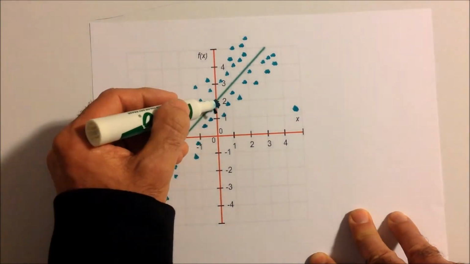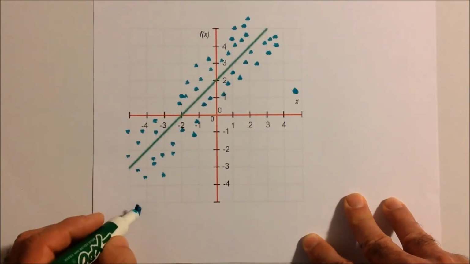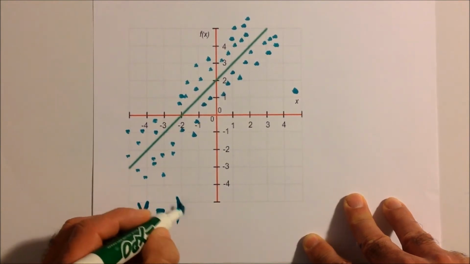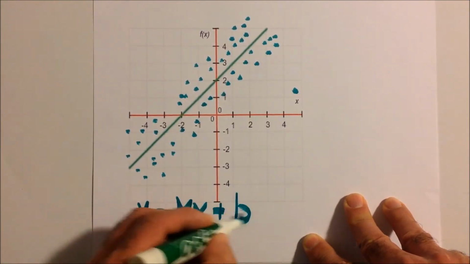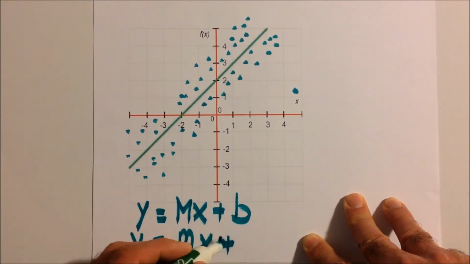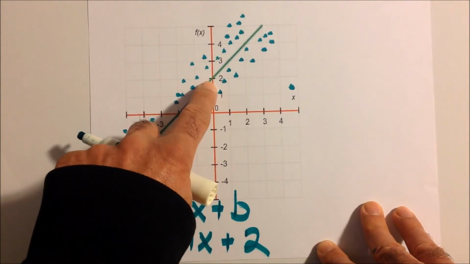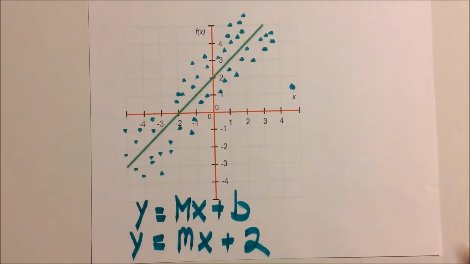So we can see that it crosses at the 2. So we know automatically we have our linear equation, y equals mx plus b. We know it's y equals mx plus 2 so far, because it's going through the 2. Now we need to find the slope.